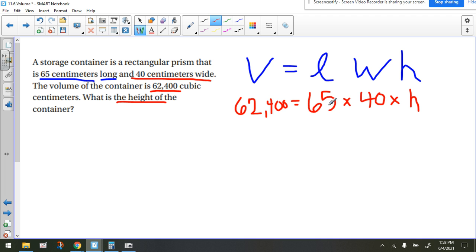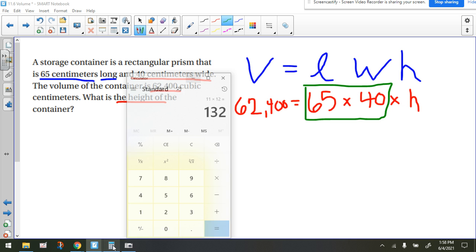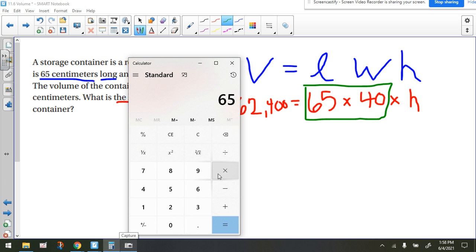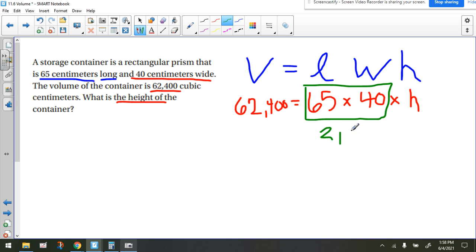All right, so the next thing is to simplify this. We need to find what 65 times 40 is. 65 times 40, and we get this number. So let's write that number down: 2,600. By the way, this is a comma. It kind of looks like a 1. Being multiplied with H is going to equal this number of 62,400.